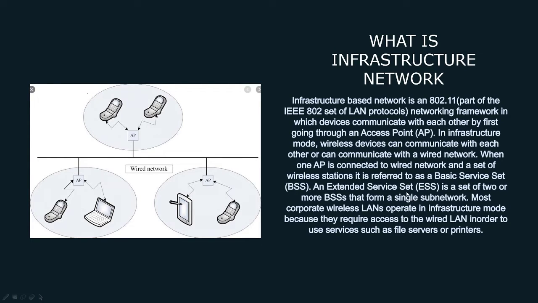An extended service set, short form ESS, is a set of two or more BSSs that form a single subnetwork. Most corporate wireless LANs operate in infrastructure mode because they require access to the wired LAN in order to use services such as file servers or printers.